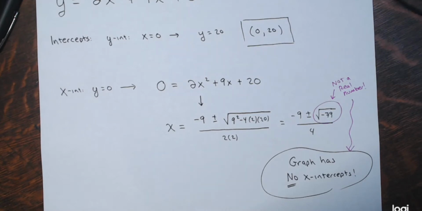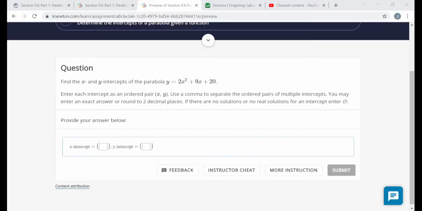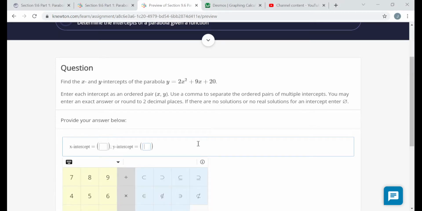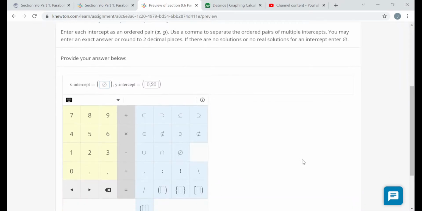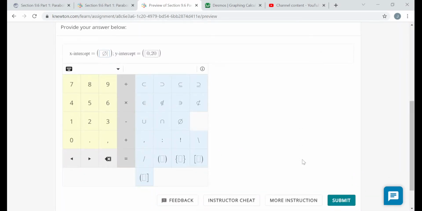All right, so back in the assignment, the y-intercept is easy. That's 0, 20. We got that. For the x-intercept, they said if there is no solution, if there's no intercept, just enter that empty set symbol, that circle with the slash through it, which I'm seeing right here when I click on the box. I just put the empty set symbol in the x-intercept parentheses to indicate that the x-intercepts aren't there. The graph would not hit the x-axis.